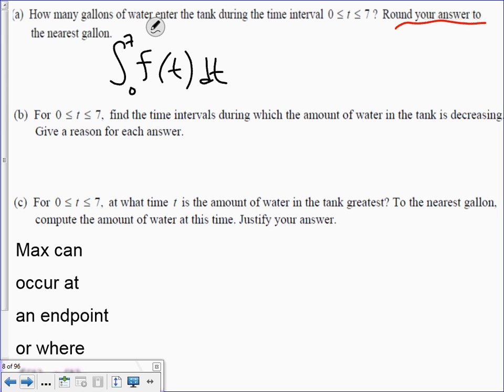But now we got to get the answer. How would we get this answer? See if you can do it right. And try it on your calculator if you have a calculator.